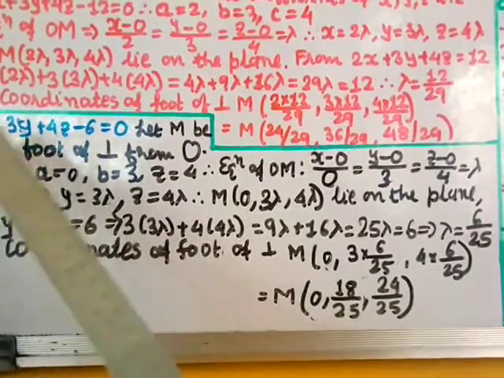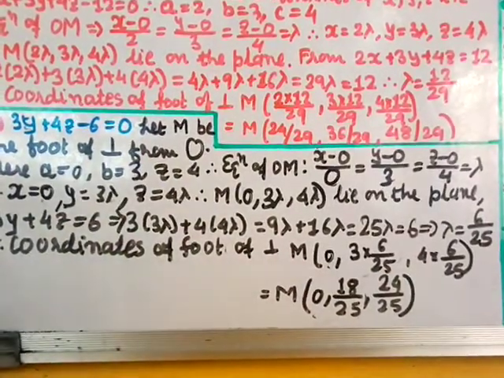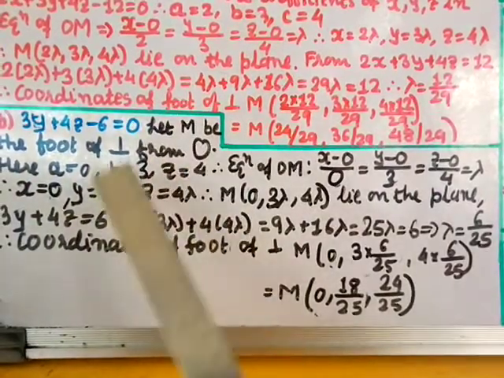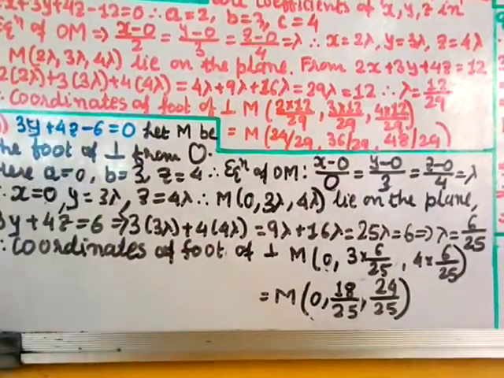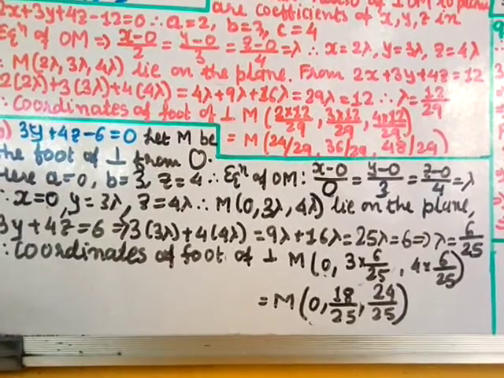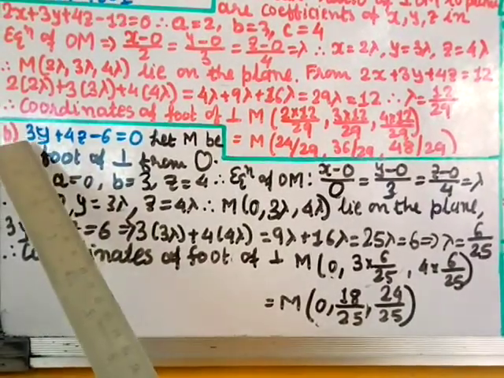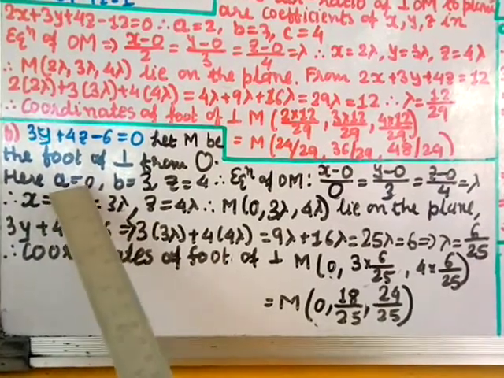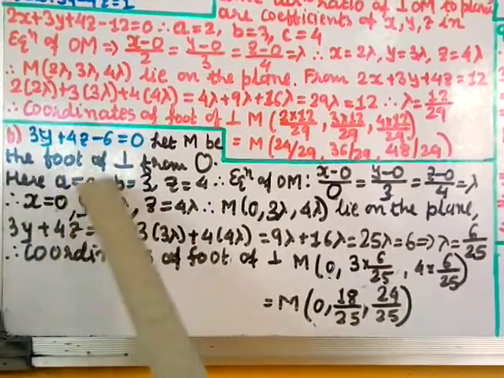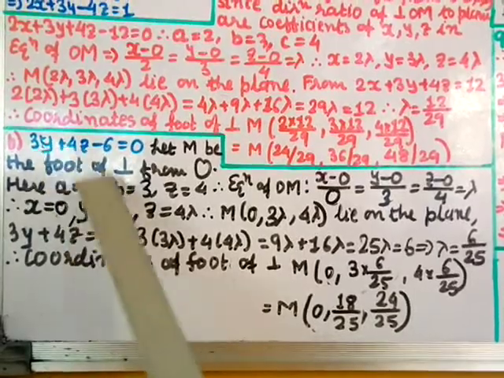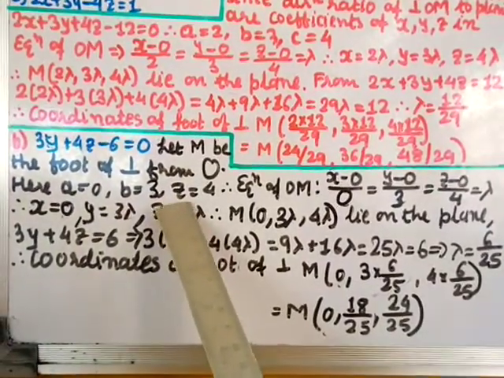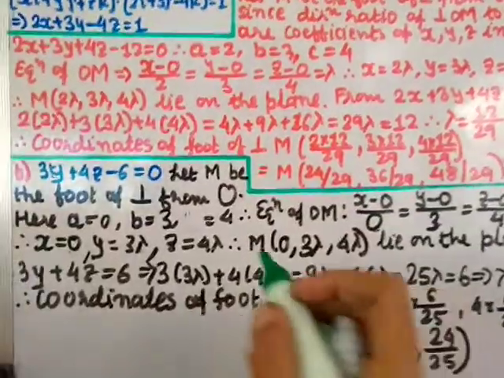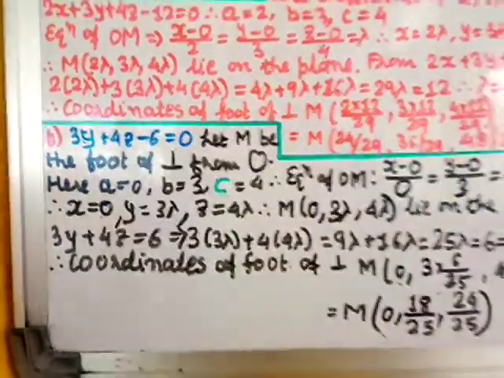Number B is 3y + 4z − 6 = 0. So let M be the foot of the perpendicular from the origin (0, 0, 0). That means if you compare this with ax + by + cz = d, then you get the values. See here there is no x component, that means a = 0. The direction ratios are a = 0, b = 3, and c = 4. Sorry, it should be c here, not z, so let us correct it.